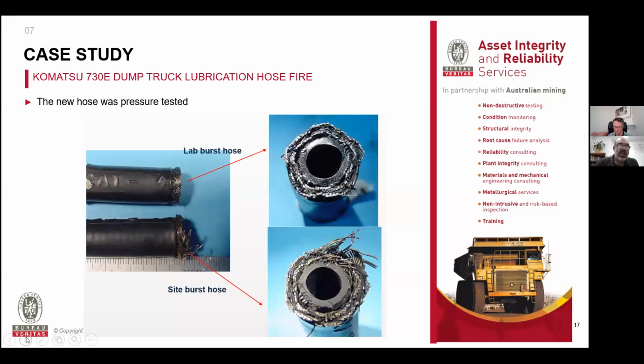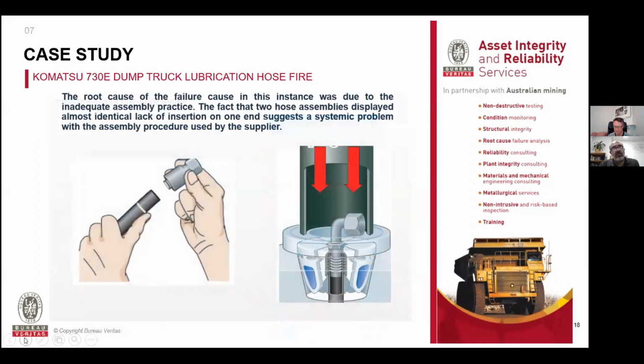So our conclusion really came down to a procedural process where the contractor assigned to fit hoses and look after the hydraulics and the lubrication of the fleet of trucks basically had a problem with their assembly practices. So this basically resulted in all the hoses being removed from the fleet of trucks to eliminate a possible occurrence on another truck of something like this. And they were checked, their practices improved, and then new hoses reinstalled.